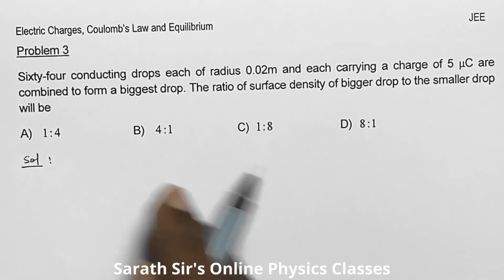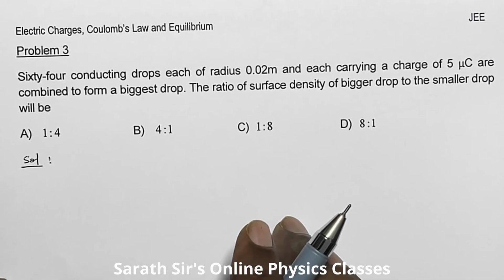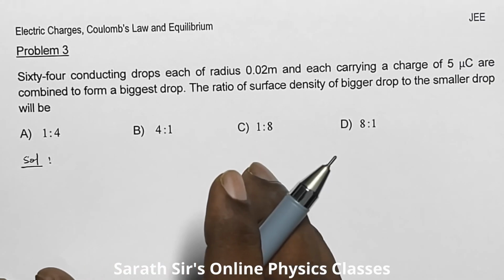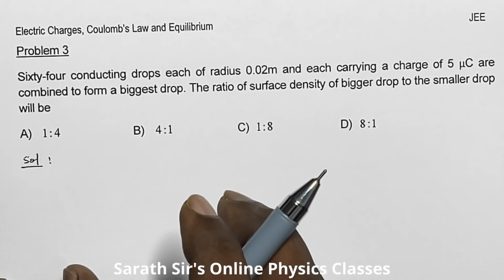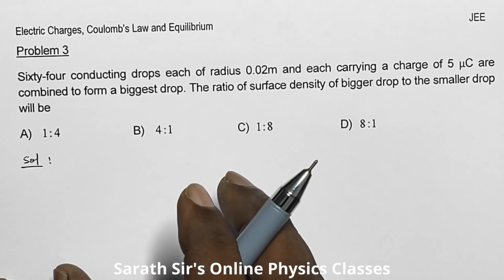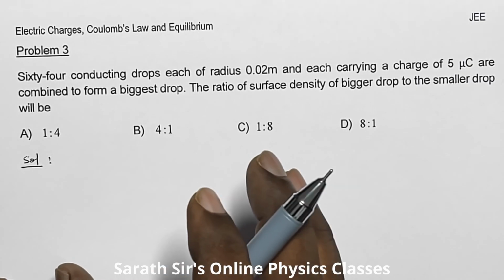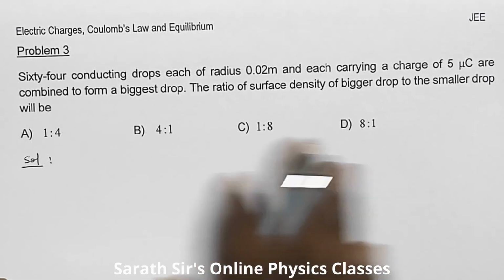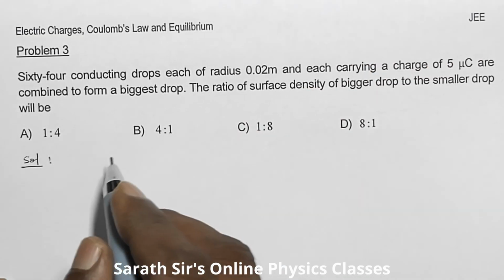So when 64 drops are combined to get the big drop, what physical quantity is common in both the cases? The volume. Total volume of 64 conducting drops is equal to the volume of the big drop. Why? Because all these 64 spherical drops only coalesce to make a bigger one. So that's why the volume is constant. So that aspect we take.